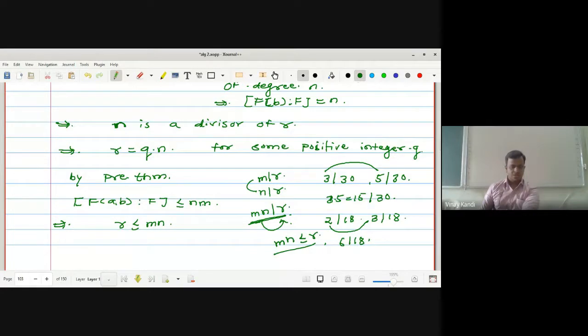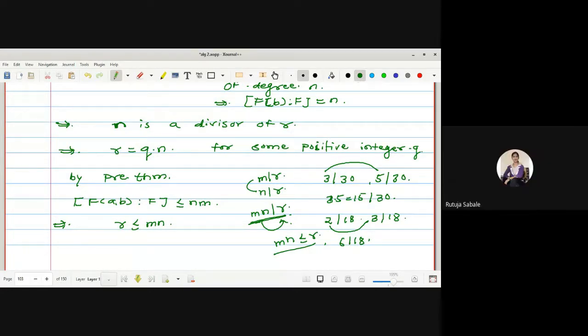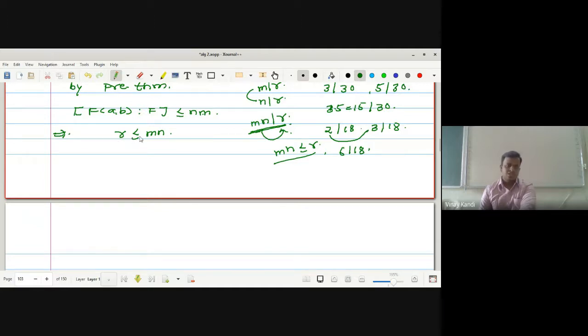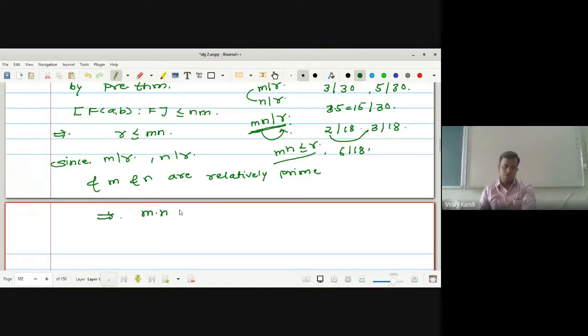Is it correct? Yes sir. So here we have r is less than or equal to mn, since m divides r and n also divides r, and m and n are relatively prime. This implies m times n also divides r. If mn divides r, we must have mn less than or equal to r, so we cannot have r less than mn.